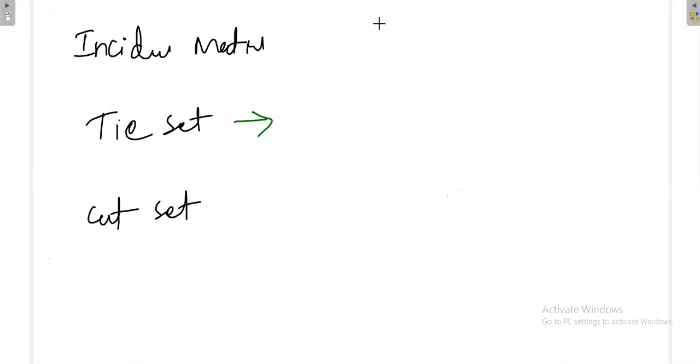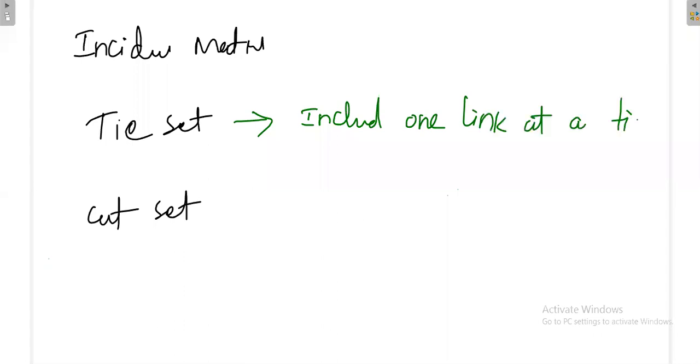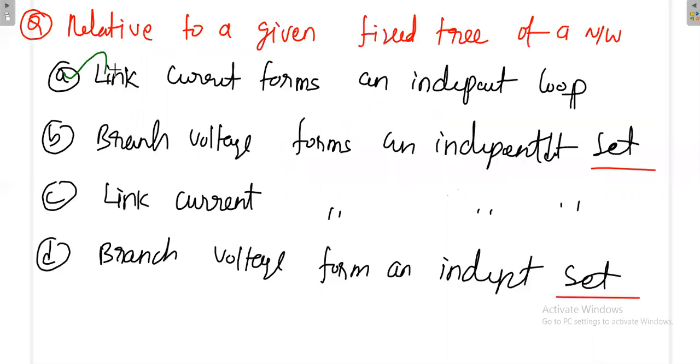Okay, so again there we are including one link at a time that forms a loop. Okay, so in tie set matrix we are including one link at a time that forms the loop. So that means that link current means you are forming an independent loop current. Okay, so link current forms an independent loop. So A is the correct answer.